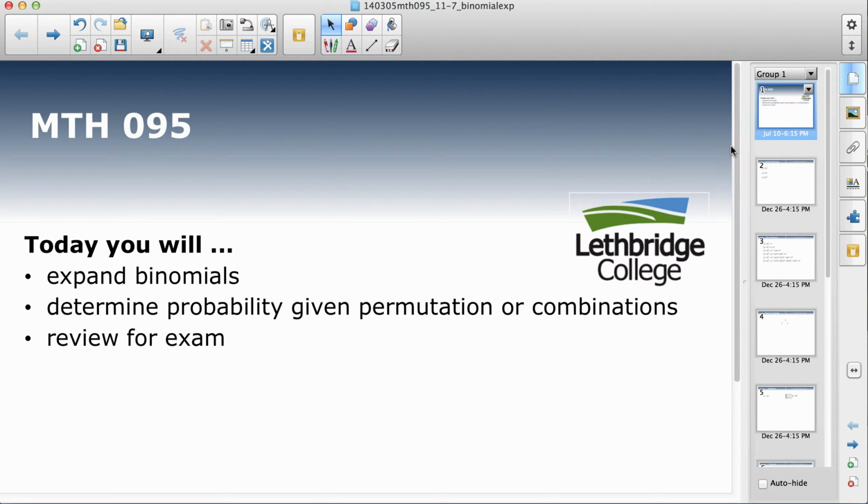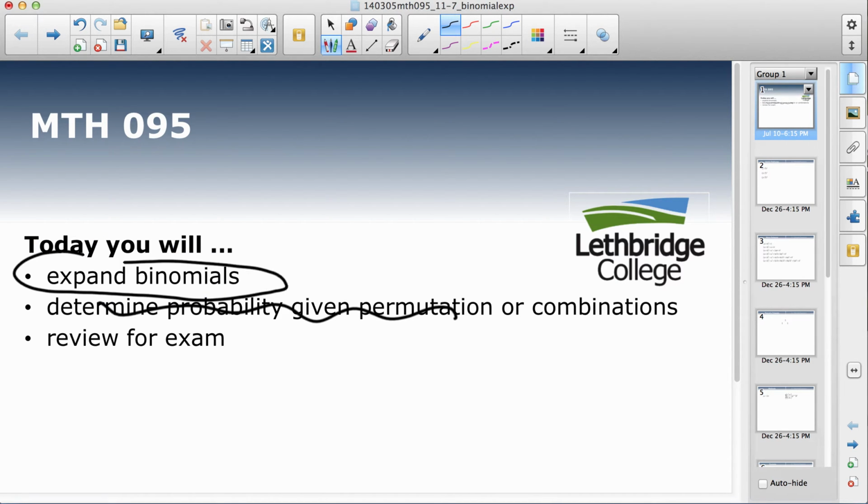Okay, here's a video where we are looking at expanding binomials. We're not going to do the probability one yet, but we're just looking at expanding binomials. Again, it's something that involves a pattern, which is similar to what we've done before when we looked at permutations and combinations. Those are examples of patterns. And so when we're expanding binomials, we want to find a pattern and then use that to help us expand them.